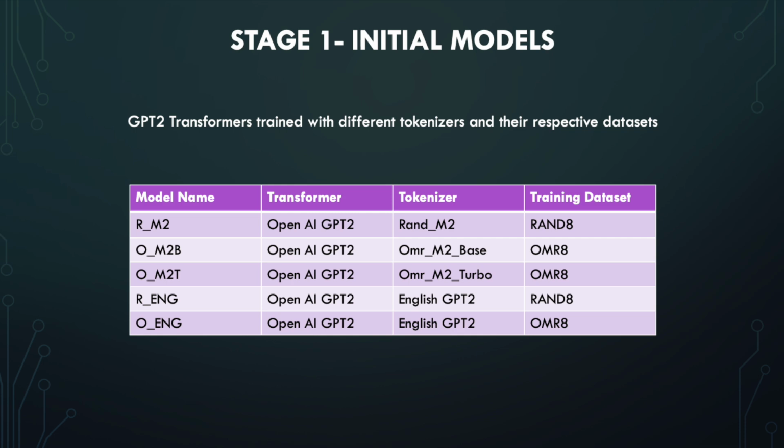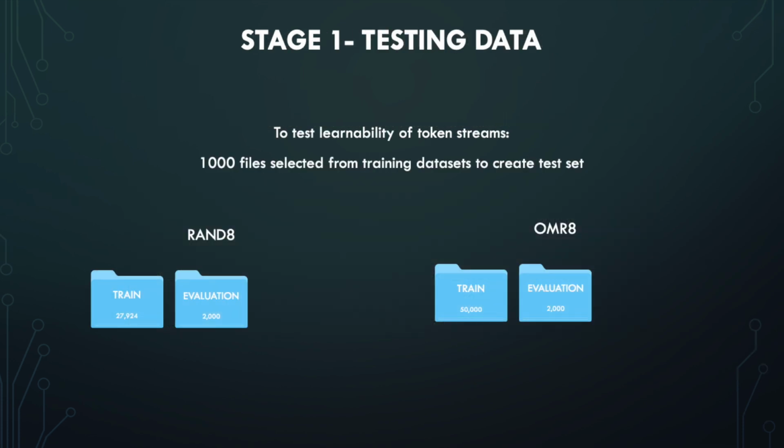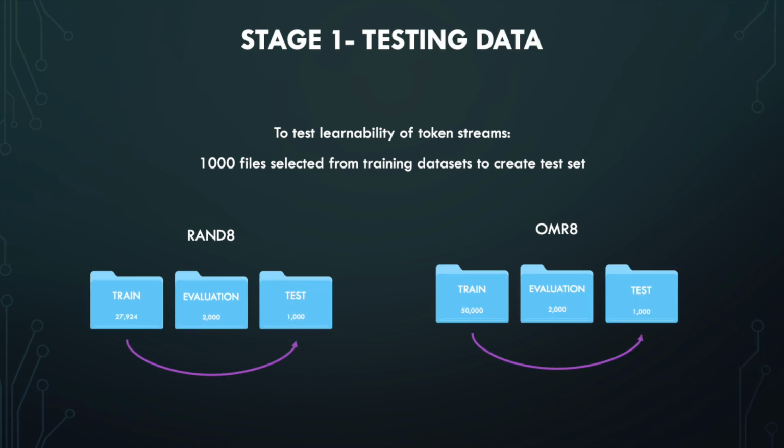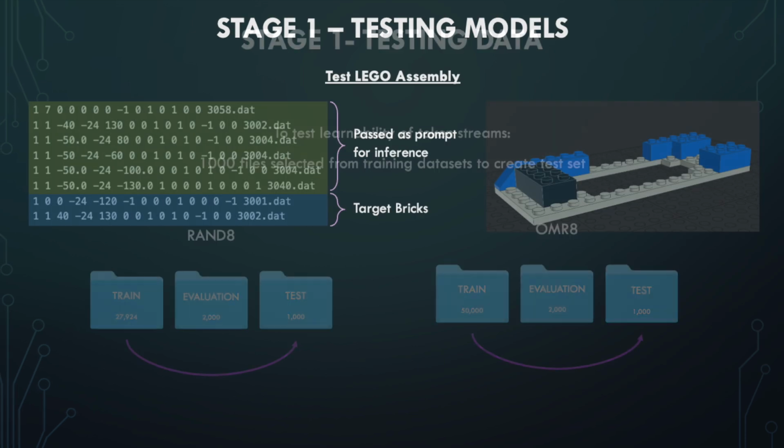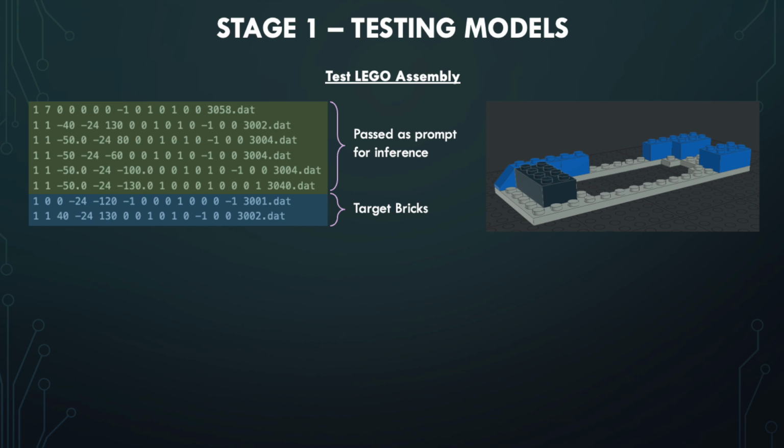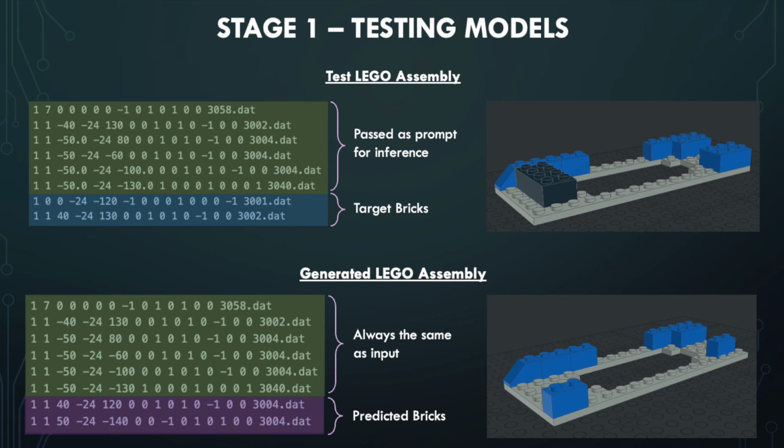2 additional models were created to provide baseline scores by training on the RAND and OMR datasets with the pre-trained English GPT-2 tokenizer. Since the purpose of the tokenizer is to create learnable token streams, instead of evaluating the models on unseen data, 1,000 files were randomly selected from the OMR8 and RAND8 datasets. After clearing all metadata, each line in an LDR file represents 1 brick. When testing our models, the first 80% of bricks per assembly is passed to the model. Then, a series of metrics are applied to measure the model's accuracy in predicting the remaining 20% of bricks. The scores for all test assemblies are then averaged to determine the model's mean accuracy for each metric.